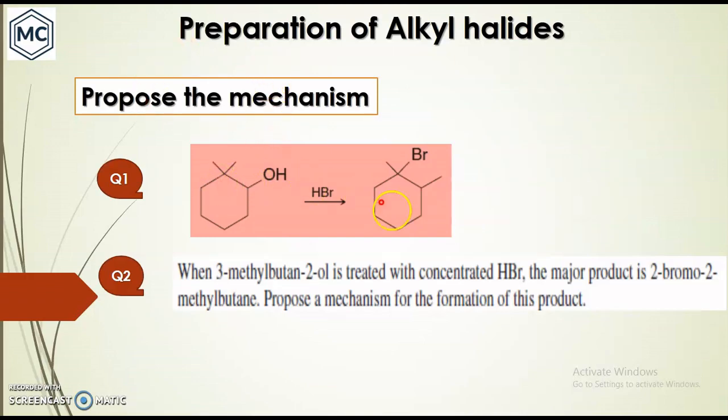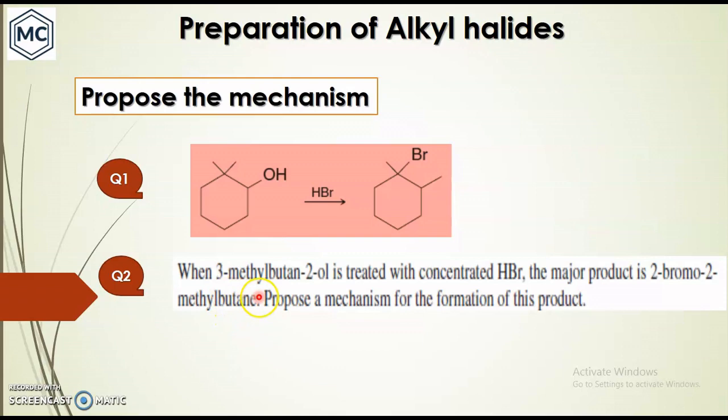Now you have two questions here. Here this compound, on treating with hydrogen bromide, you get the corresponding product. Here you can see OH is not directly substituted, but there is one change also. Here one methyl is shifting towards this carbon atom. I hope you understand what the mechanism is. Try to write that mechanism.